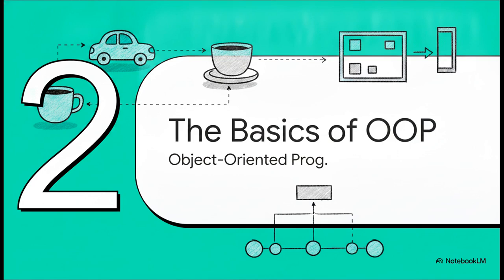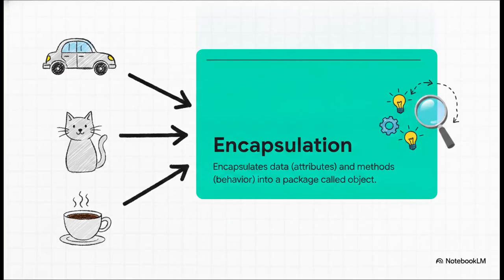So, now that we've firmly grasped how objects work in our physical environment, let's transition smoothly into Section 2 and see how we model these exact same concepts in software. How do we translate our real-world objects into C++? Through encapsulation. Object-oriented programming encapsulates data, which are those attributes we talked about a minute ago, and methods, which are our behaviors, into a single software package called an object.